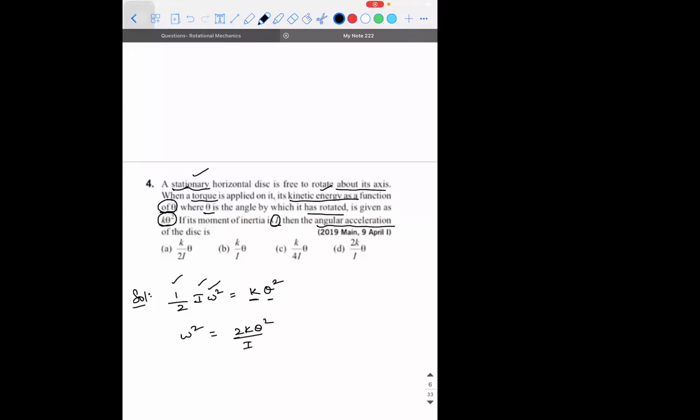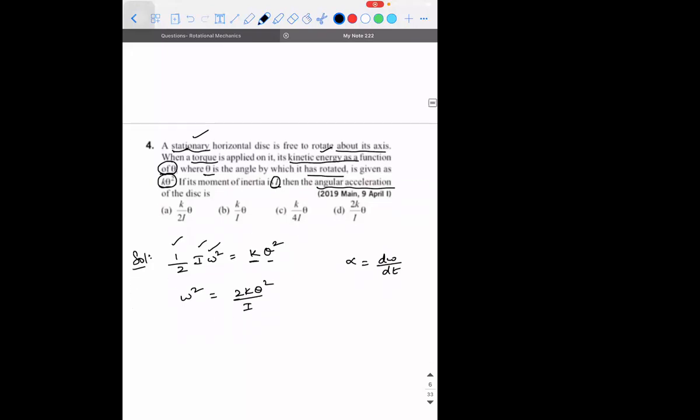If we have an expression for angular velocity, how do we get angular acceleration? Alpha is equal to d omega divided by dt. Right? So what can I do to this expression? Differentiate on both sides with respect to time. So 2 omega into d omega by dt, by chain rule, is equal to 2k divided by I. Here the variable is theta because k and I are constant, so 2 theta into d theta divided by dt. Accepted, guys?